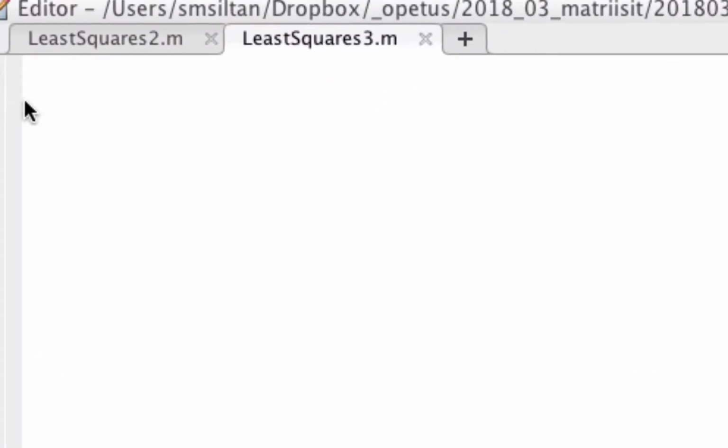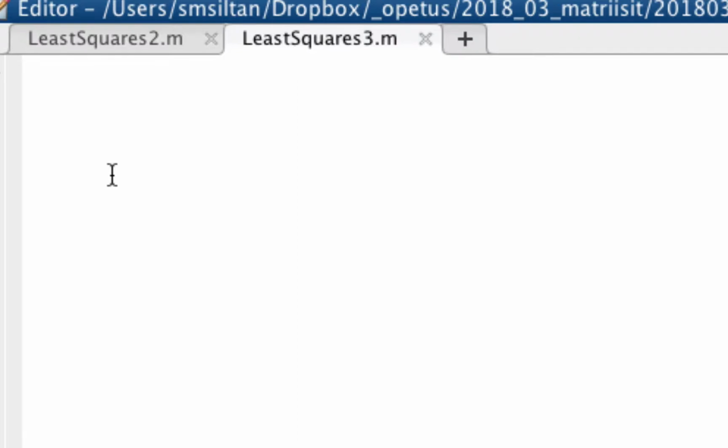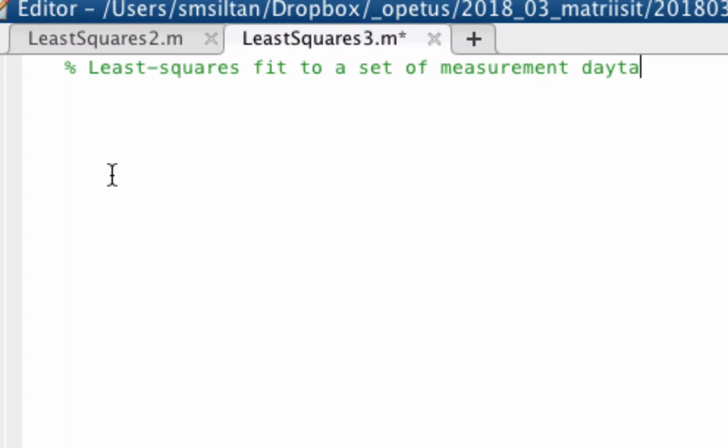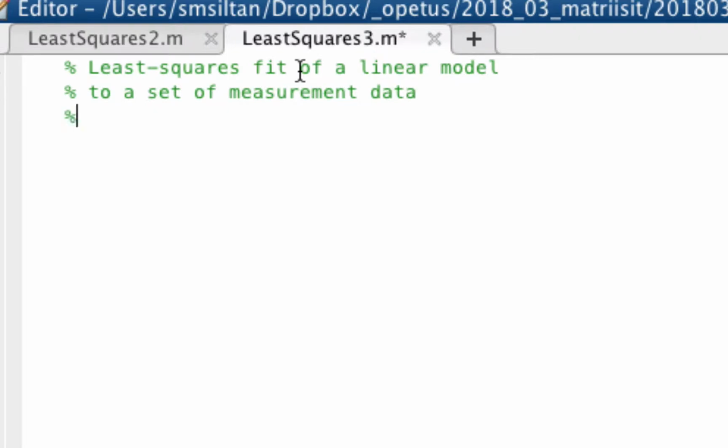Okay, now we study least squares fitting of a linear model to a set of measurements that have errors. So, fit of a linear model, and let's first simulate the data. A bit later we will measure some data that you will analyze in the exercises, but here let's work with simulated data.